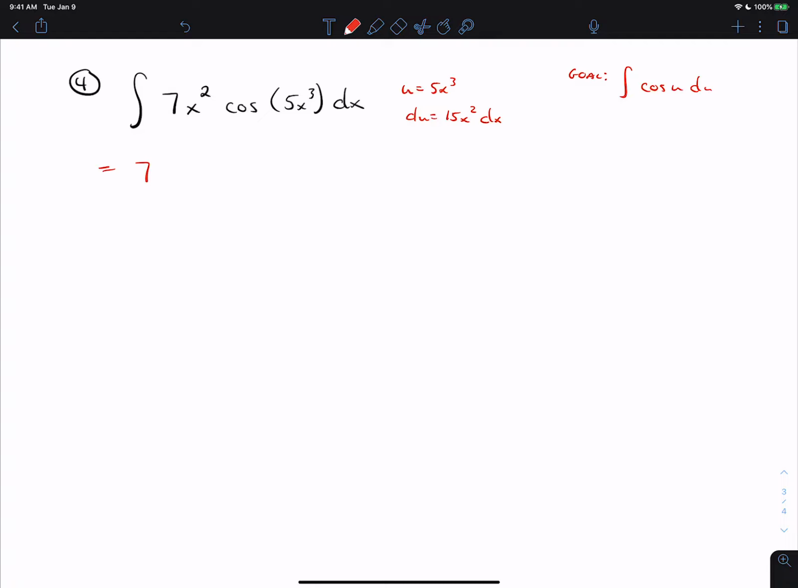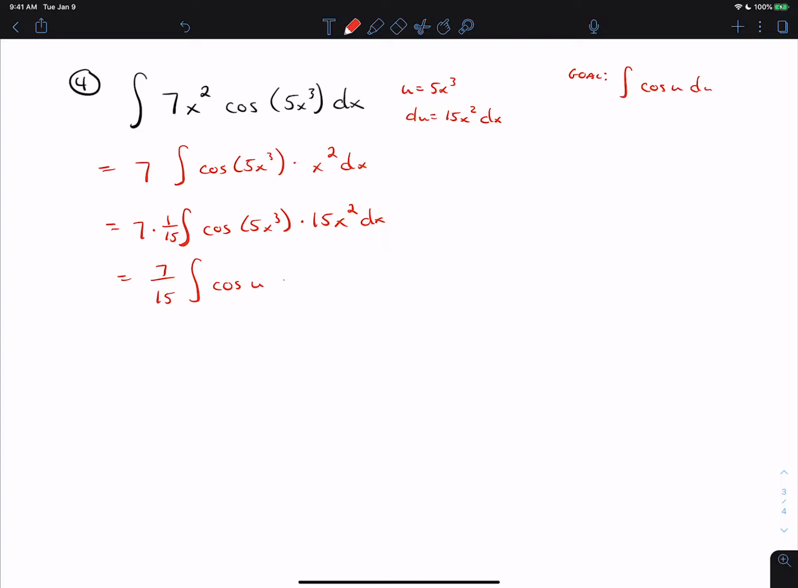We're going to pull the 7 out. We're going to put the cosine of 5x cubed at the beginning, and we're going to put the x squared next to the dx. We need a 15 with the x squared, so we're going to multiply inside by 15 and outside by 1 over 15. That gets us 7/15 cosine of u du inside the integral.